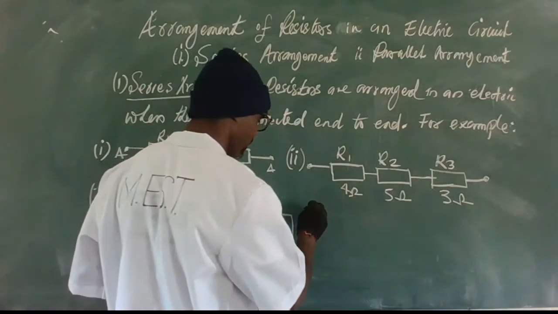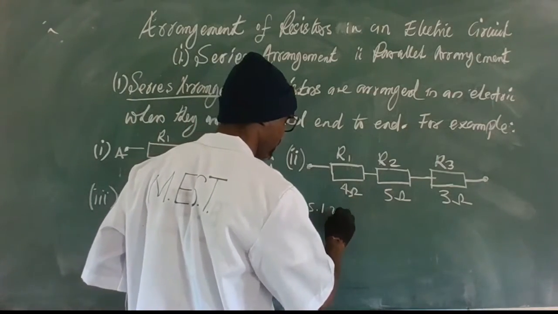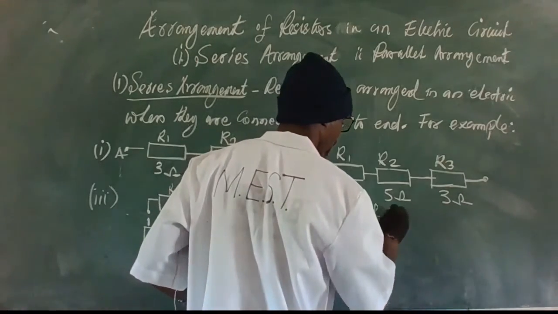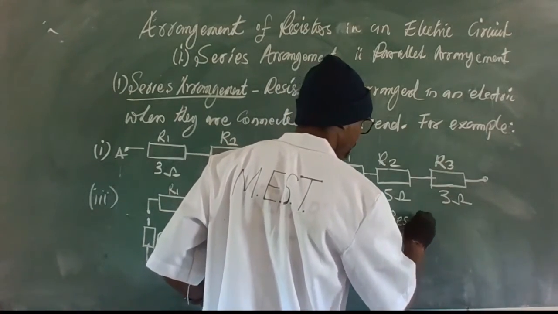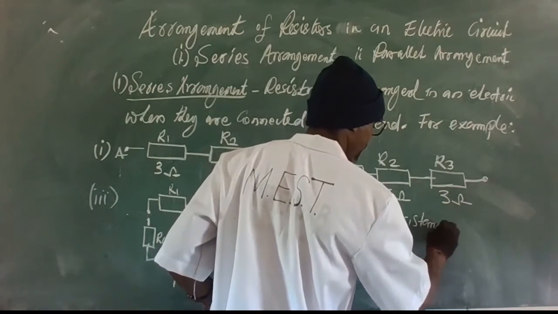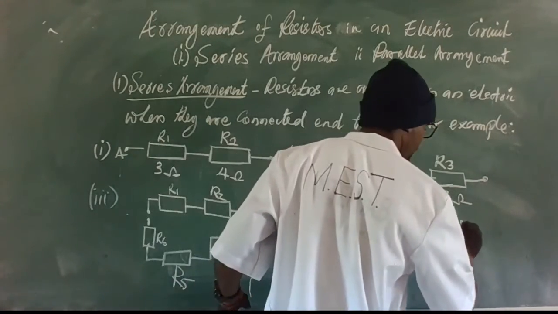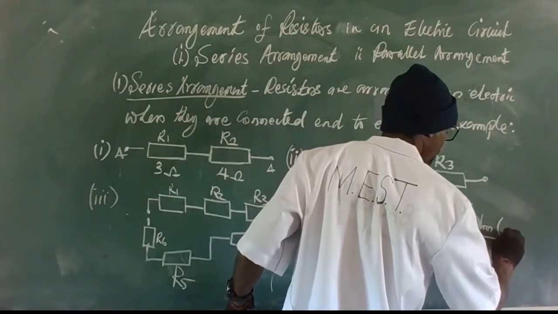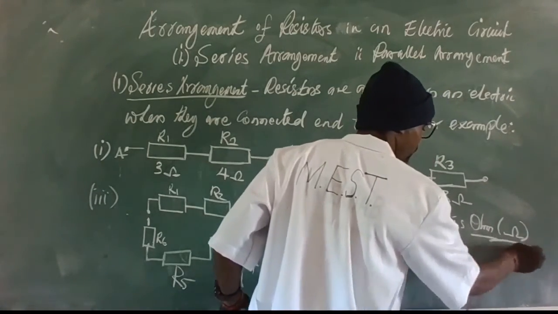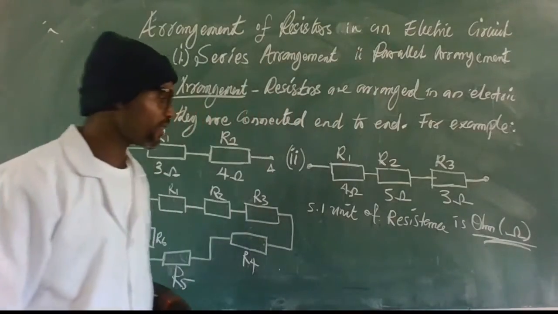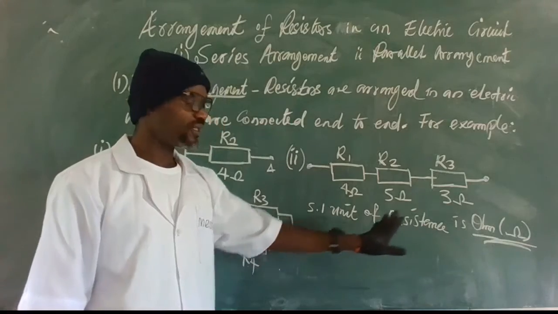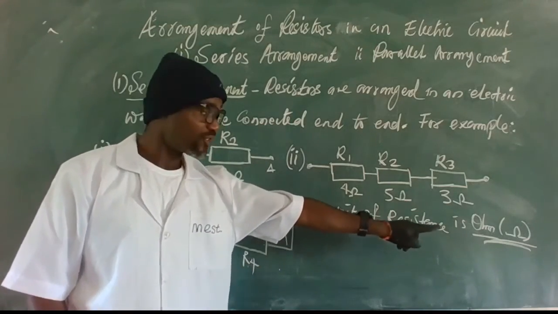So we need to understand that the SI unit of resistance, right? The SI unit of resistance is ohms, okay? And it has a Greek symbol given as this. So we must understand this. The SI unit of resistance is ohms, and it has that unit.